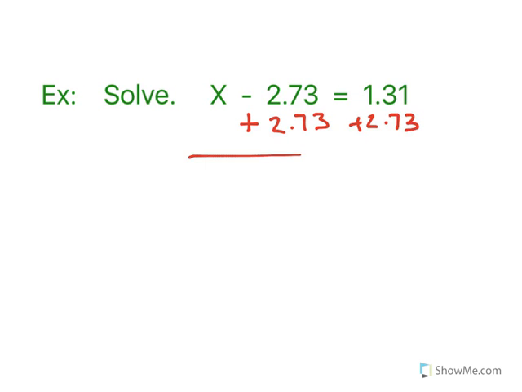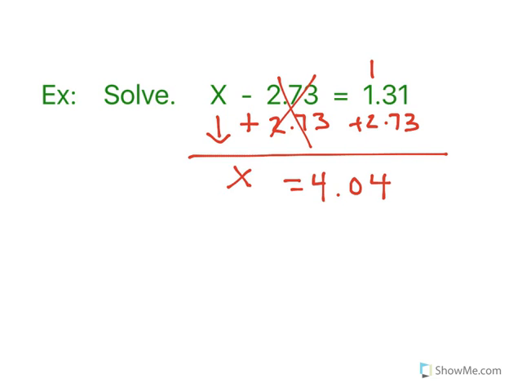And please get in the habit of showing your work like this, like we talked about when going over the 6th grade chapters. This crosses out. I'm going to bring down my x. So then all I'm going to do is add: 3 plus 1 is 4, 7 plus 3 is 10, carry the 1, 2 plus 1 is 3, plus 1 is 4. So x is 4 and 4/100.